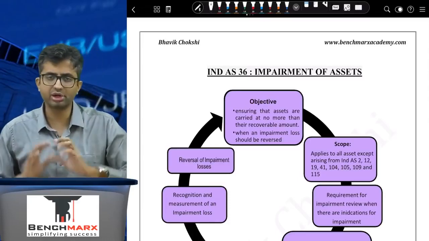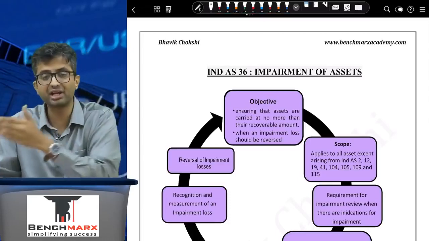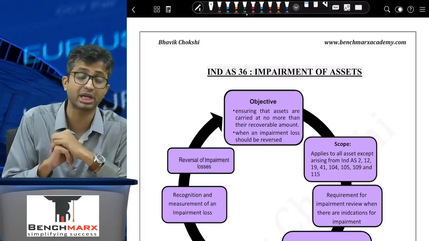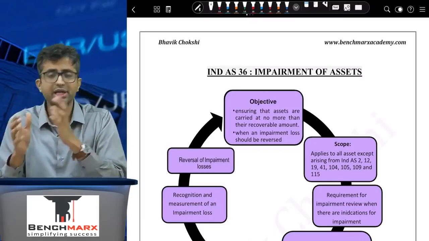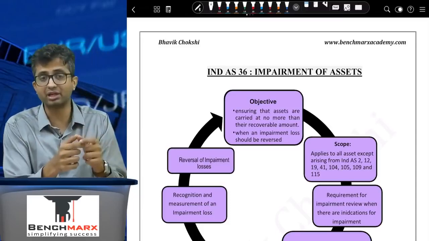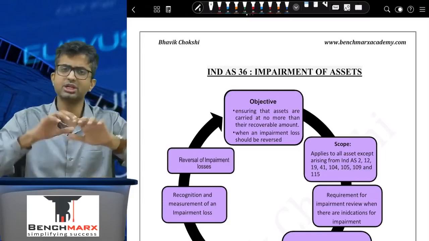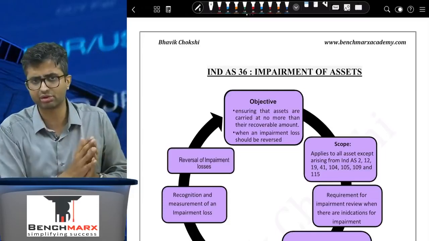Then you go to the cash generating unit, which is the smallest group of identifiable assets that is capable of generating a largely independent cash flow. That is called a cash generating unit. When do you go to cash generating unit? When you are unable to determine the independent cash flows on a single asset basis, in which case you go to the next best, that is a cash generating unit.